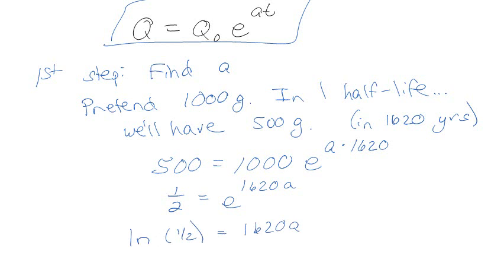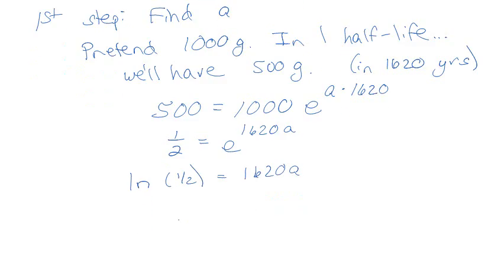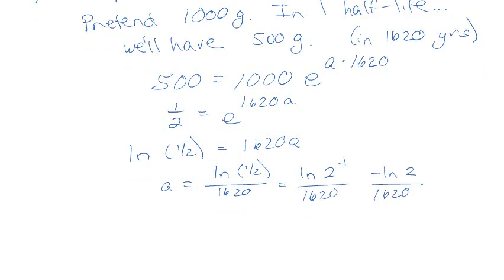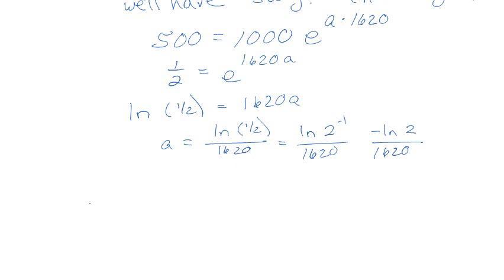This is going to be kind of an ugly little thing, but you know, it's okay. So I have that a is equal to natural log of 1/2 divided by 1620. If you want to simplify that a little bit without a calculator, you have natural log of 2 to the negative 1, over 1620, which means I can pull the negative out front. Negative natural log of 2 over 1620. So that's a. We care about a because that means we can put together our actual equation.